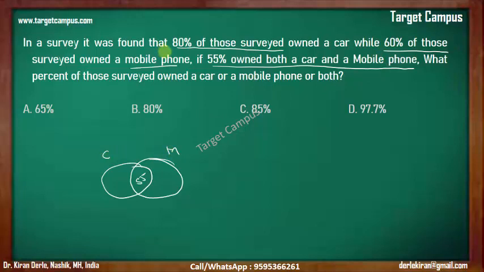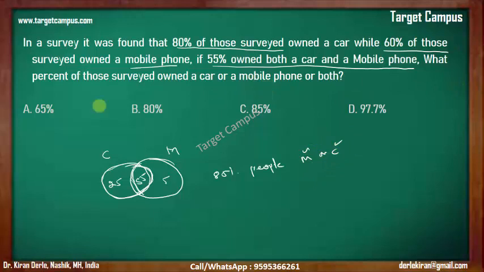So total car owners are 80%, out of which we have considered in this region 55%. So what remains is 25. So this is the whole car region, which happens to be 80%, and 60% are mobile phone owners. We have already got 55 in this region of mobile, so we just have to write 5. So 25 plus 5, that is 30. 30 plus 55, 85% people either own a mobile phone or car.